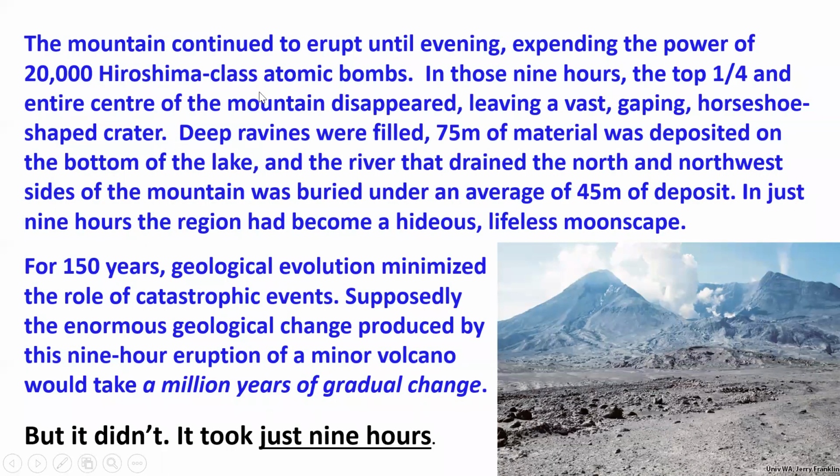So we see the mountain continued to erupt until evening, expending the power of 20,000 Hiroshima-class atomic bombs. So this is a picture of how powerful the bombs can be. In those 9 hours, the top 1/4 and entire center of the mountain disappeared, right? The top 1/4 spread out all across the landscape and buried the forest.